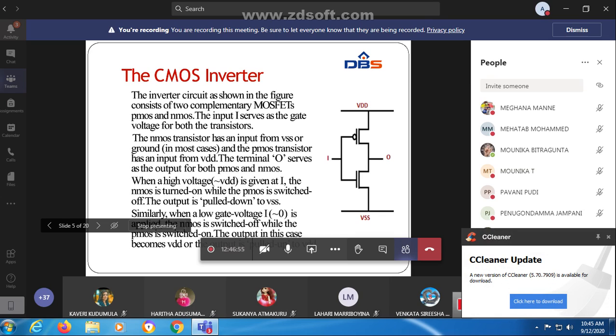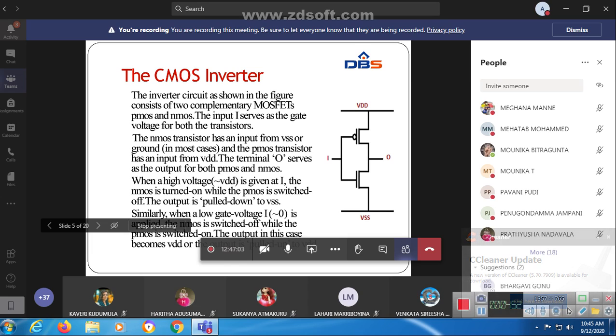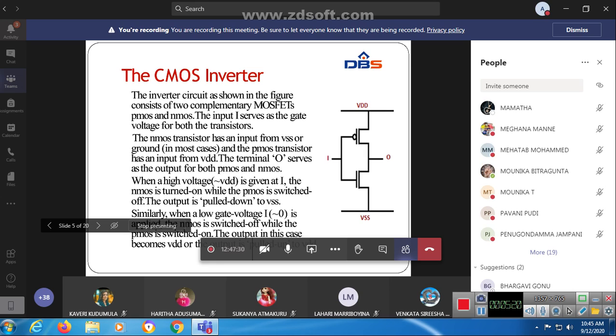When a high voltage is given at I, the NMOS is turned on while the PMOS is switched off, and the output is pulled down to VSS. Similarly, when a low gate voltage is applied, the NMOS is switched off while the PMOS is switched on, and the output becomes VDD, that is, the output is pulled up to VDD. Before going further, we have to know what a pull up device and a pull down device are.